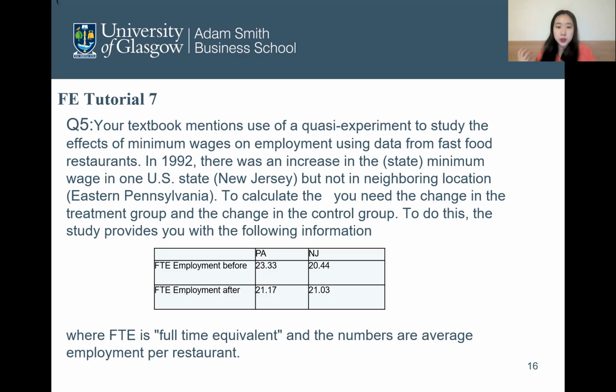We need to calculate the beta differences. The group and the change in the control group. To do this, the study provides you the following information. FTE is equal to the full-time equivalent, just the numbers and average employment per restaurant. So also before and after.